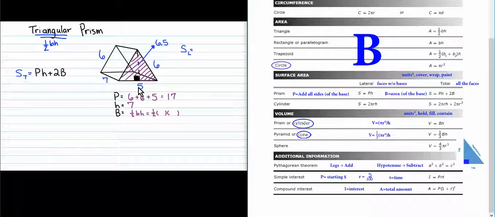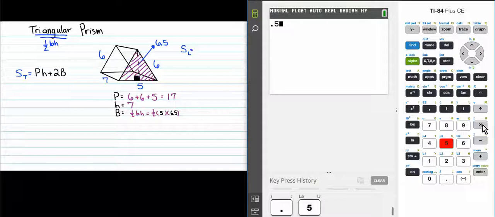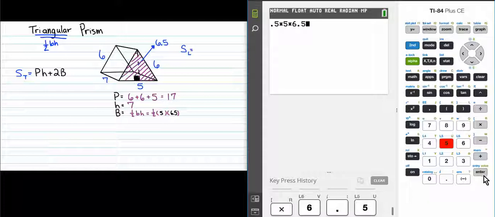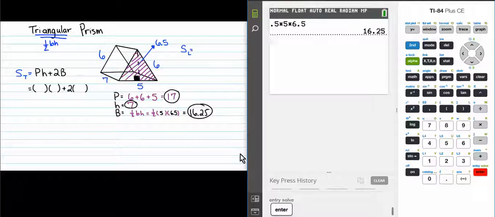So what's half times 5 times 6.5? And I'll go work that out. Let's do half, 0.5, times 5 times 6.5. And I get 16.25. So I got all three pieces. Now I can sub in. So what goes in place of pH plus 2b? So in place of P, I'll use my 17. In place of H, my 7. And in place of B, my 16.25.